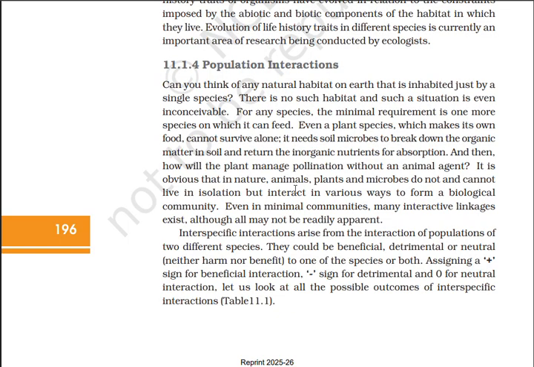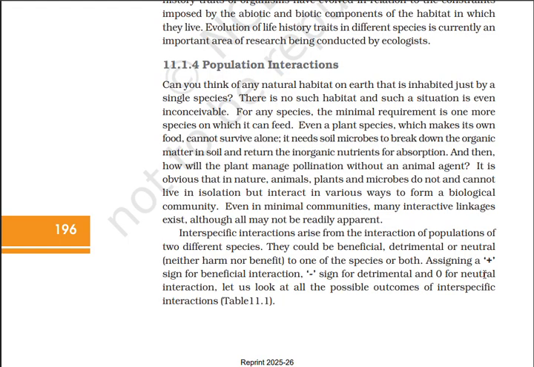It is obvious that in nature, animals, plants, and microbes do not and cannot live in isolation but interact in various ways to form a biological community. Even in animal communities, many interactive linkages exist, although all may not be readily apparent. Interspecific interactions arise from the interaction of populations of two different species. They could be beneficial, detrimental, or neutral, neither harmful nor beneficial, to one of the species or both, assigning a plus sign for the beneficial interaction, minus sign for the detrimental, and 0 for neutral interaction.